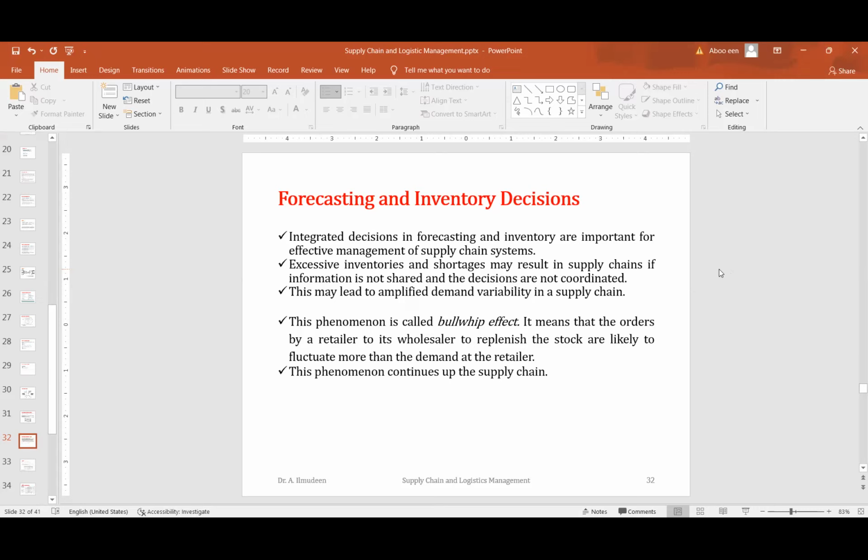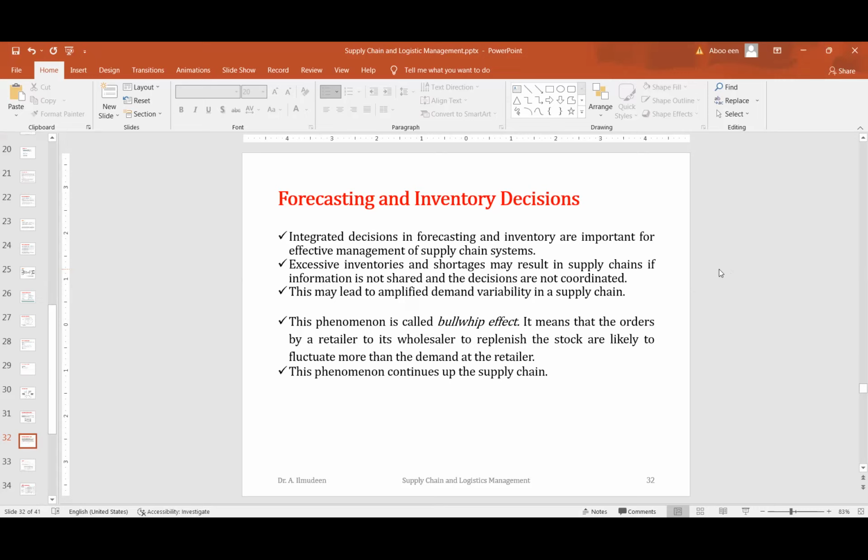They cannot manufacture the right amount of product on time, their manufacturing process will be delayed, and their manufacturing schedule cannot be continued. They cannot deliver the demanded quantities to the market on time. So it will create various issues. This may lead to amplified demand variability in a supply chain, creating fluctuations and various difficulties.